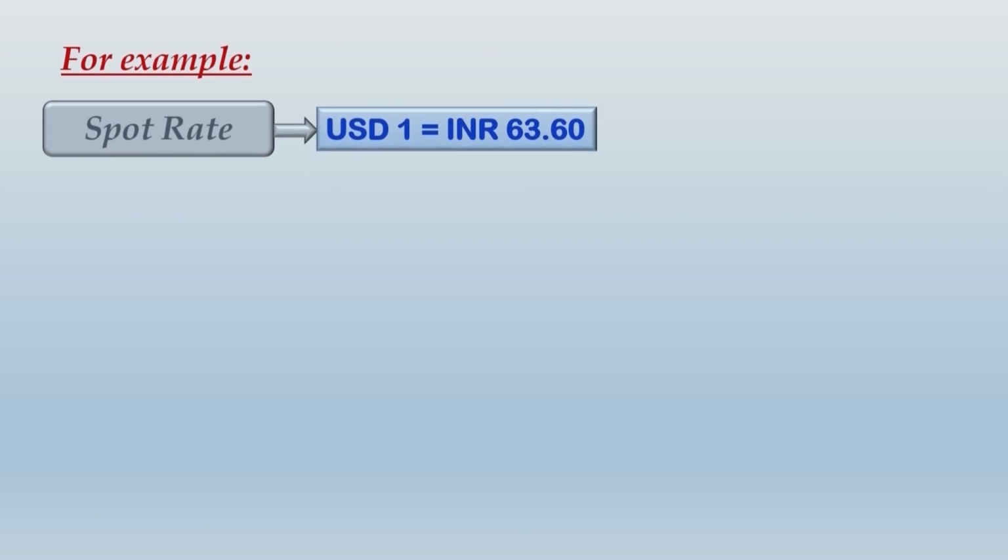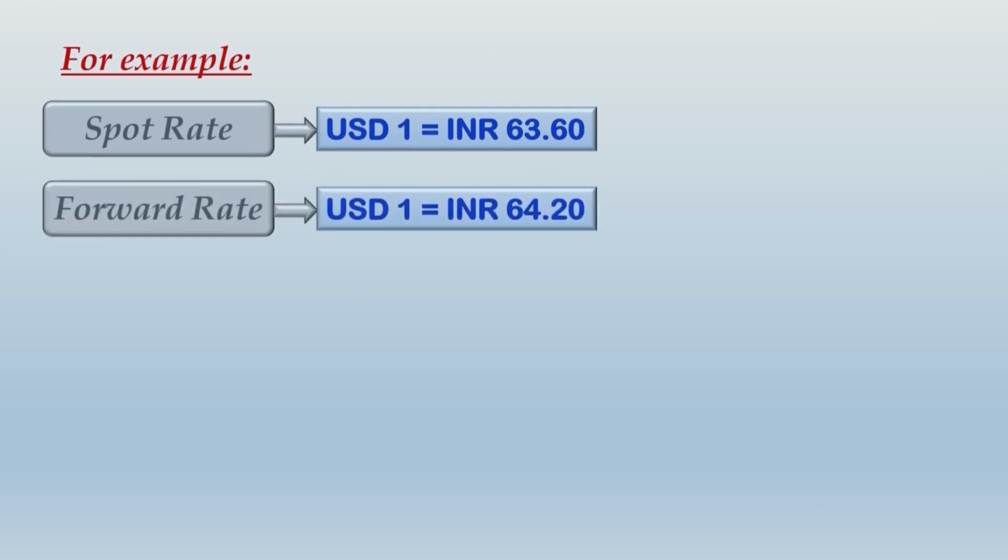So let us take an example. Spot rate is given as USD 1 equals INR 63.60 and forward rate is given as USD 1 equals INR 64.20. First of all, this quote is given not for Indian rupee, but for US dollar. Why? Because this quote is given for 1 unit of US dollar, correct?